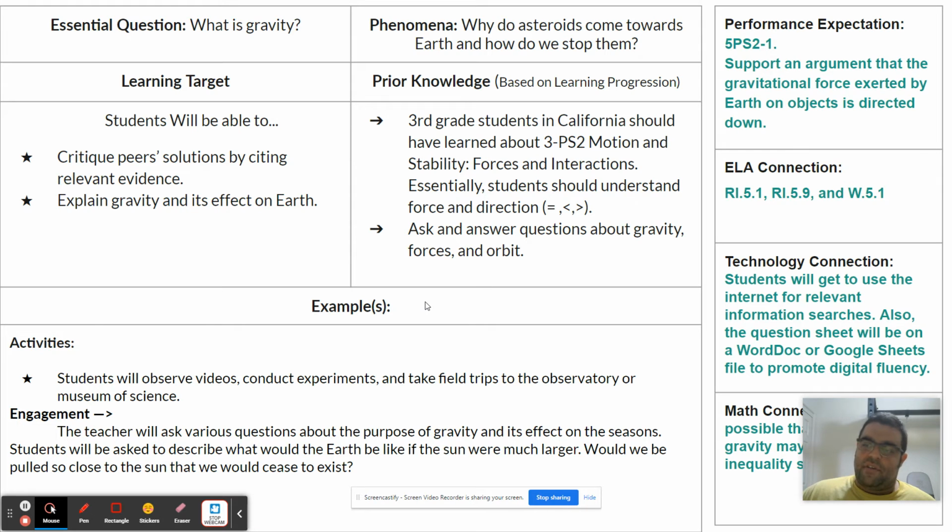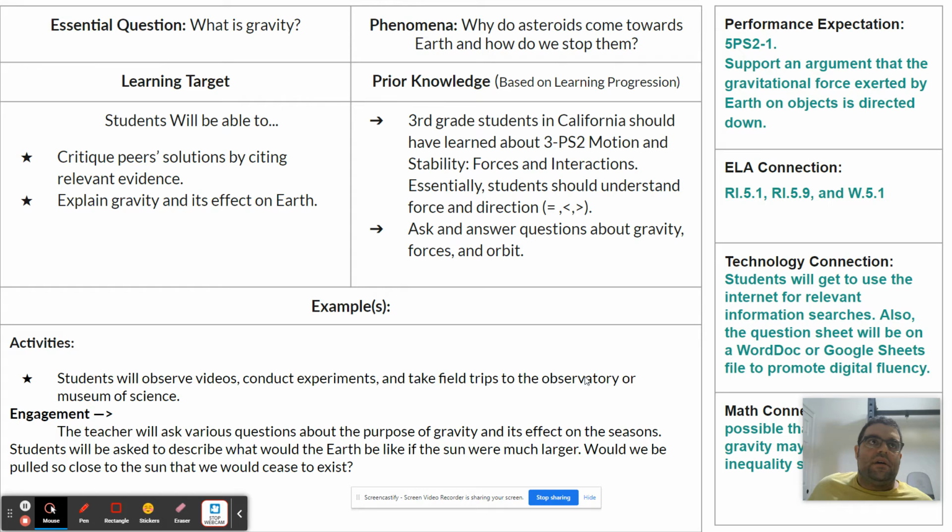And getting students to ask about gravity forces in orbit, that would be great. Students will observe videos, conduct experiments, take field trips to learn. We want to not have so much lecture, but rather we want to be hands-on.